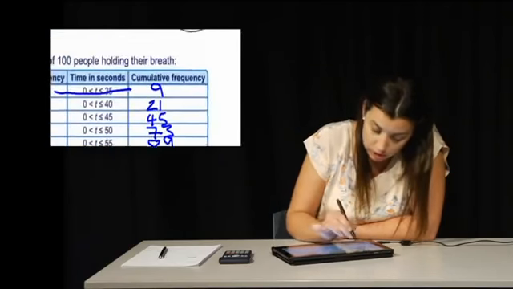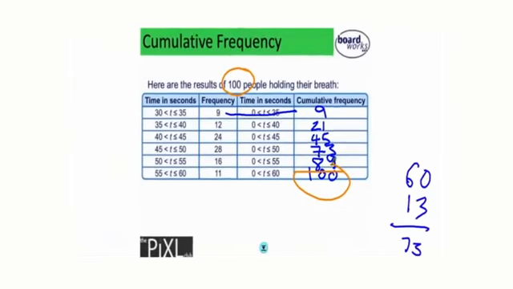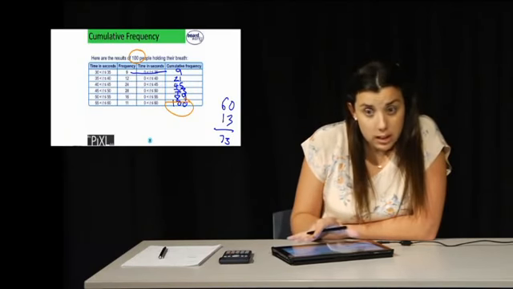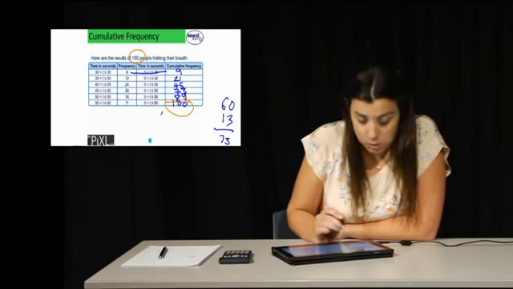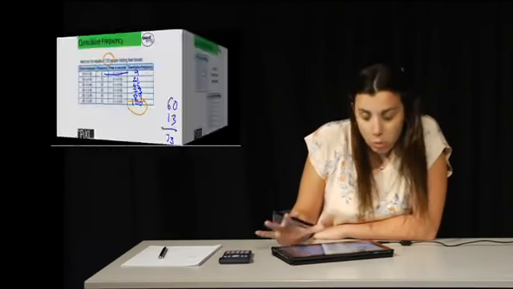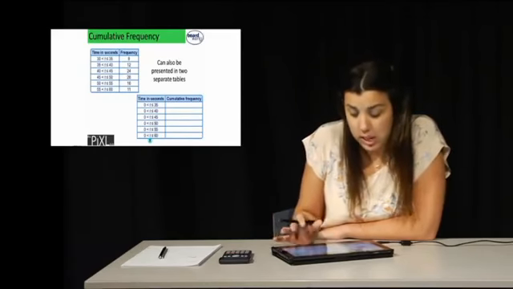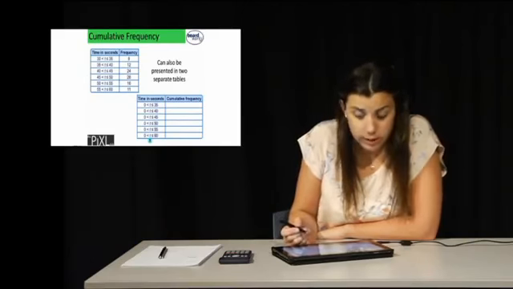Check back in the question. Here are the results of 100 people. I've also got 100 here. You need to do that. If that number doesn't match what it says in the question, you've just made a simple arithmetic mistake above. Go back, try again. Now it could be presented like this, where you've got your groups, your frequency, another set of groups, and then your cumulative frequency. Just so you're aware, it could also be in two separate tables. So I've just popped that slide up there for you to see that it might be one table above and then another table below that you need to fill in.